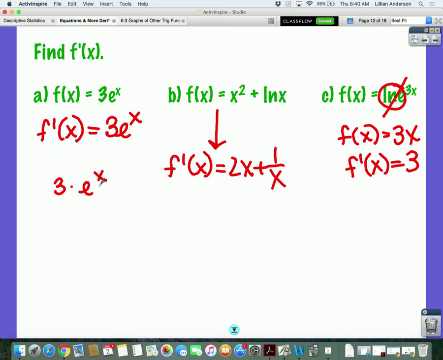Times e to the x. And remember, with applying the constant multiple rule, you basically are taking the derivative of the function and then multiplying it by 3, the constant on the front. So the same thing with 3x squared: you bring down your exponent, multiply those two together, so you take the derivative and then multiply by the constant that's attached to it. And the derivative of e to the x is just e to the x. When you start adding in other variables with the 3, then it becomes a little more involved.